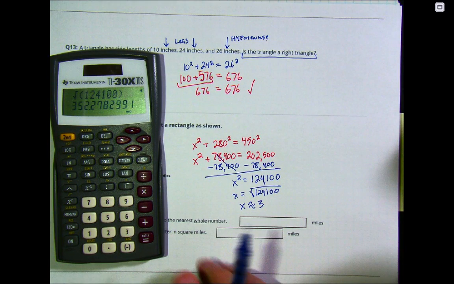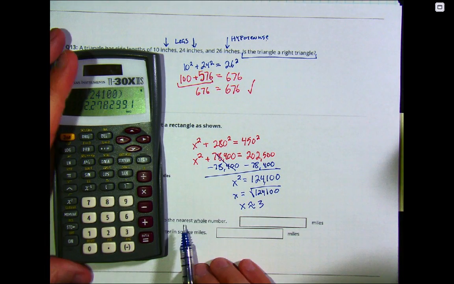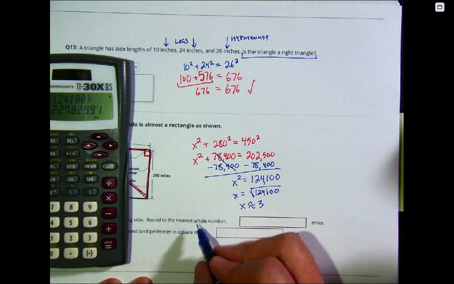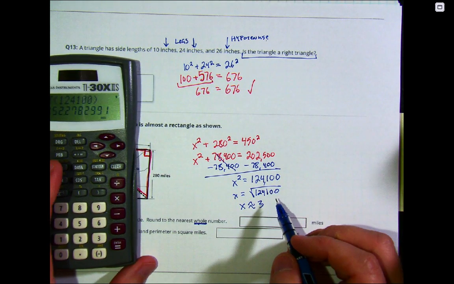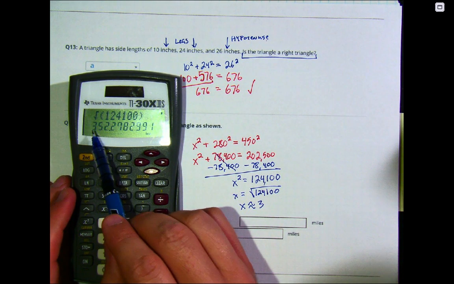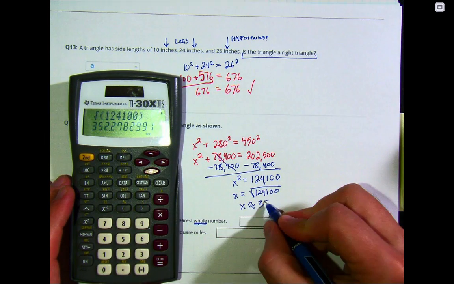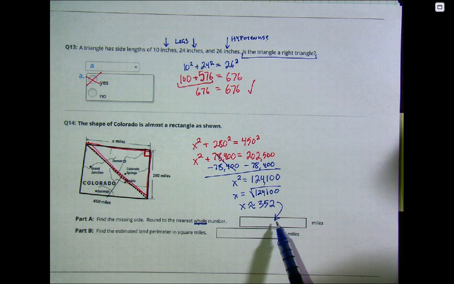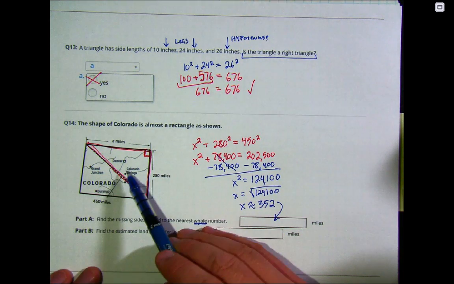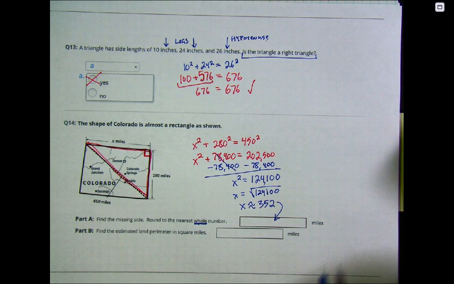Okay, this time it says round your answer to the nearest whole number. So how many miles wide is Colorado? We're going to say 352 and leave it at that because the 0.2 would round down. So find the missing side, 352 miles. Does that look reasonable on this map? Seems reasonable to me.